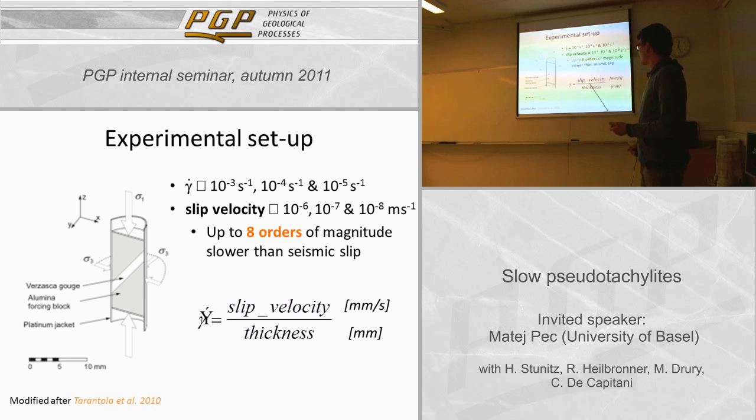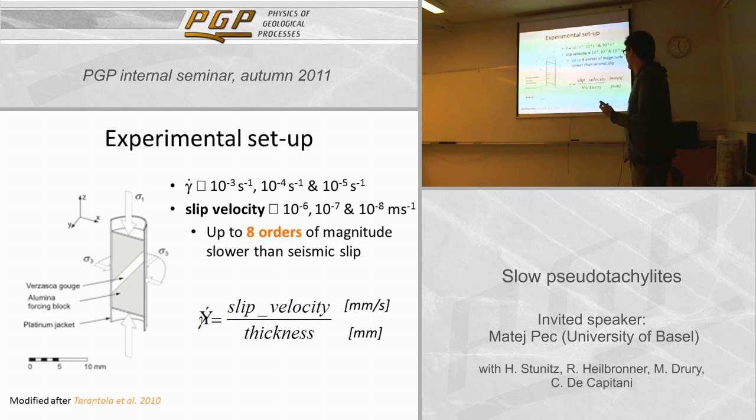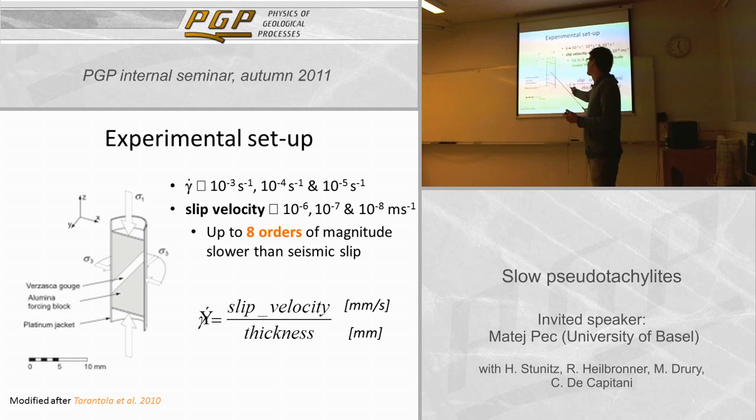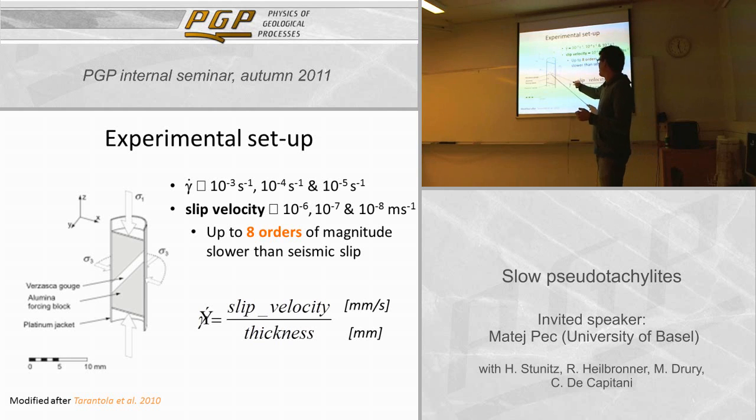magnitude slower. Here I would like to point out that the shear strain rate is defined as the slip velocity divided by the thickness of the deforming zone. So the slip velocity is constant, controlled by the deformation machine. No particle within this zone can physically move faster than the walls of the forcing blocks themselves. However, the strain rate might vary by many orders of magnitude depending on the thickness of the deforming layer.